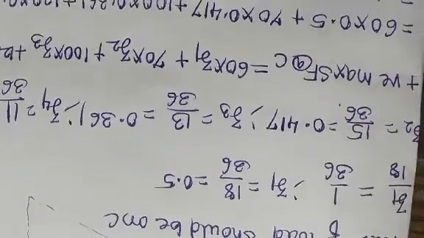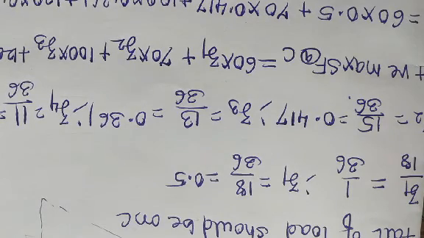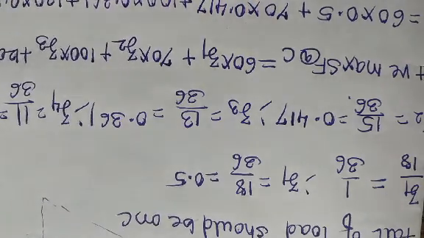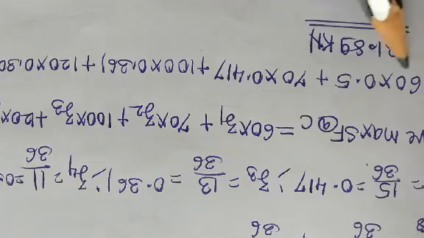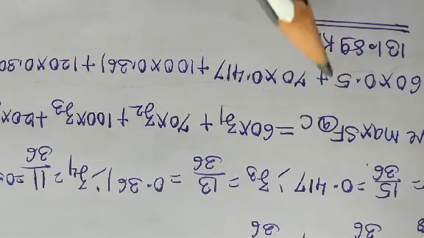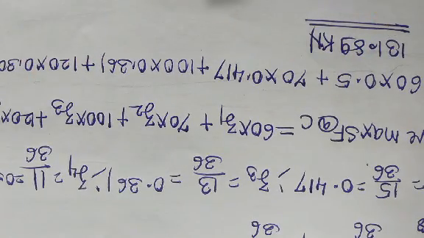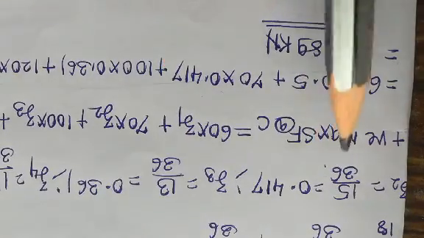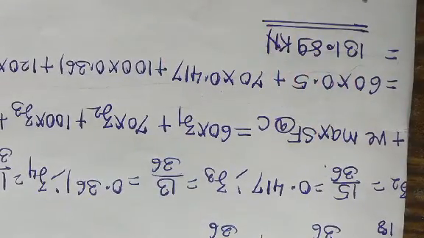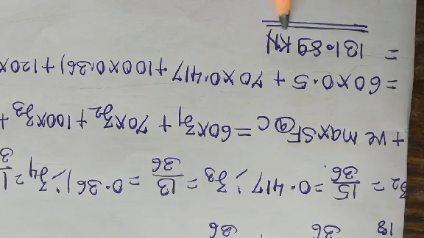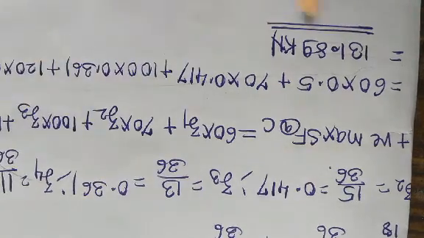Then positive maximum shear force is nothing but the summation of all the loads multiplied by their respective ordinates. Okay, so I have done the addition part. I have done the substitution of the values of Z, and I have got the value of positive maximum shear force at C as 131.89 kilonewton.